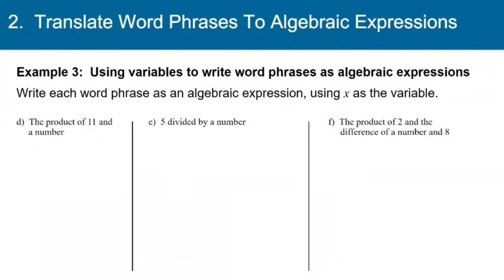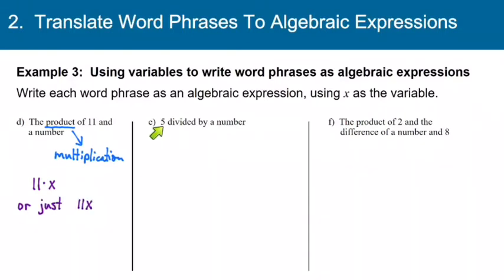Now let's do a few more together because we just want to get all the practice with this idea that we can. Here in part D it says the product of 11 and a number. So the word product, you know, means multiplication. So the product of 11 and a number would just be 11 times x. And we really don't even need the dot here. We could just write 11x.